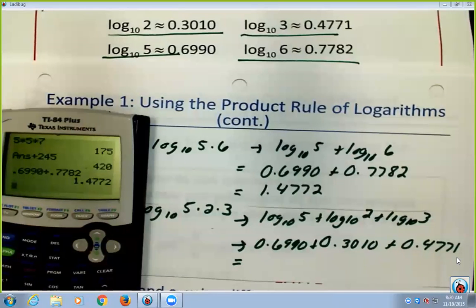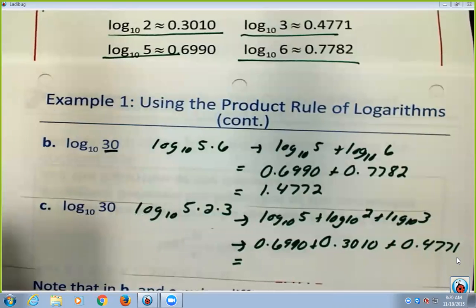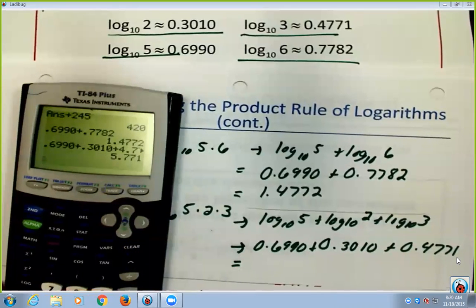Pardon? Is it different? So 0.6990 plus 0.3010 plus 0.4771, and it came out completely different. Oops. Oh, okay. Well, we'll bring it back up.